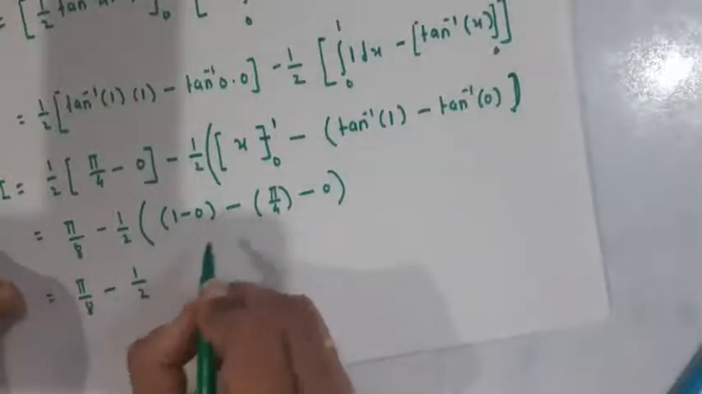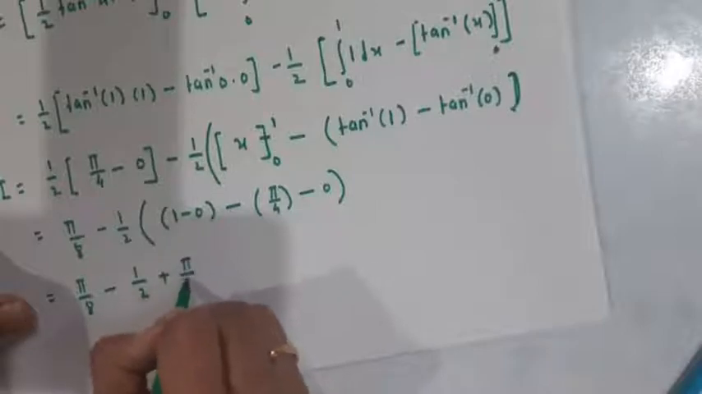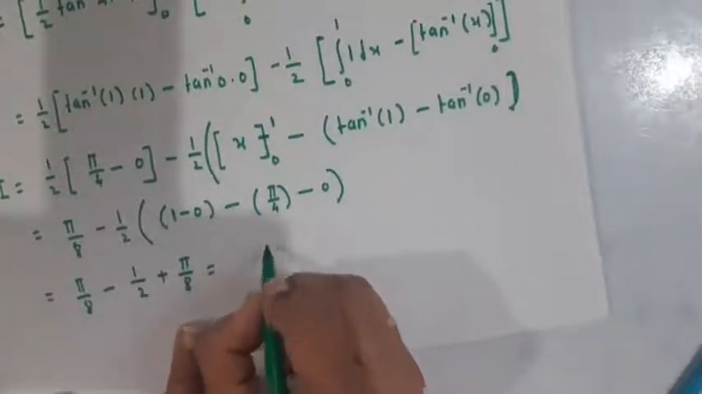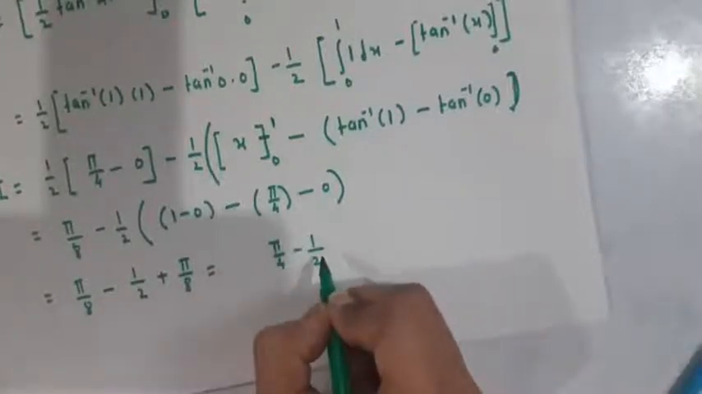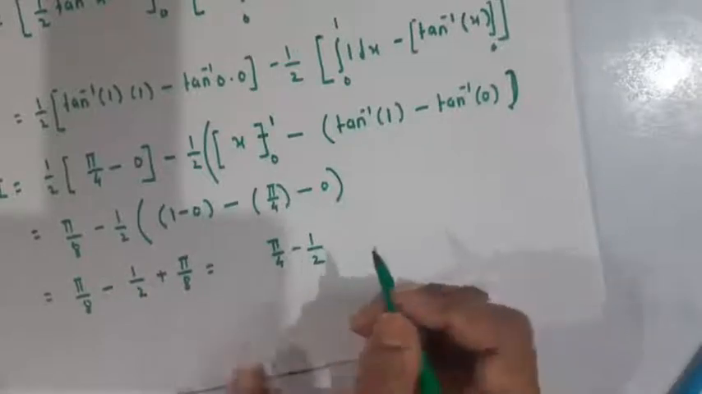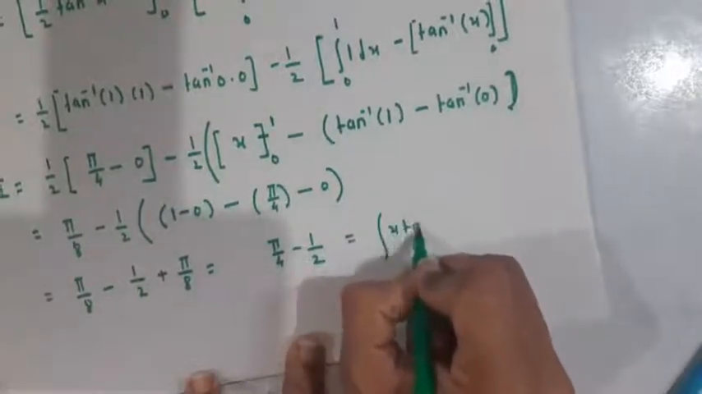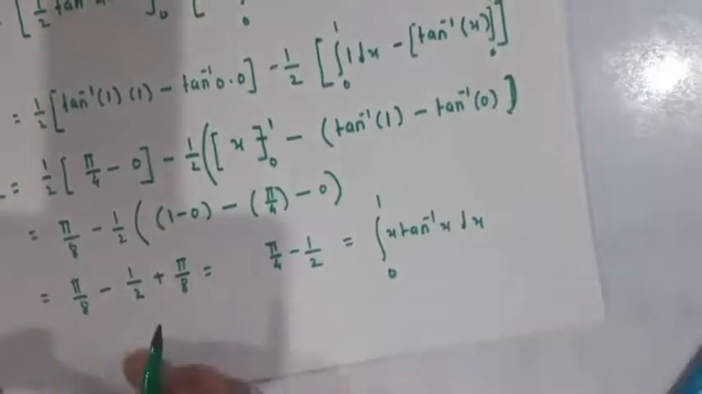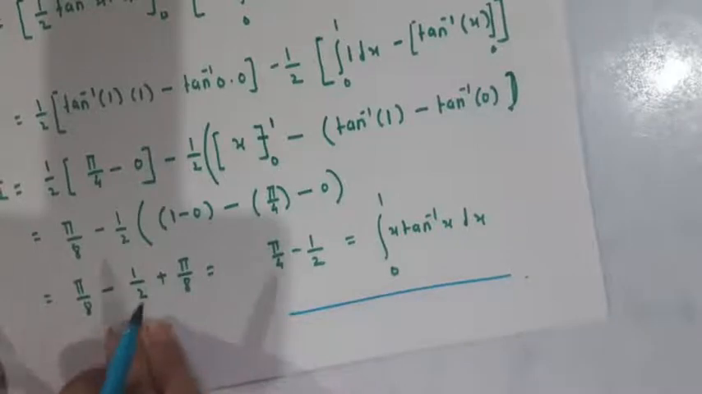minus minus plus, that is plus pi by 8, and that is pi by 8 plus pi by 8 means 2 pi by 8, and that is pi by 4 minus 1 by 2, and this is the integration of x into tan inverse of x, limit of integration 0 to 1, in this way. This is the solution.